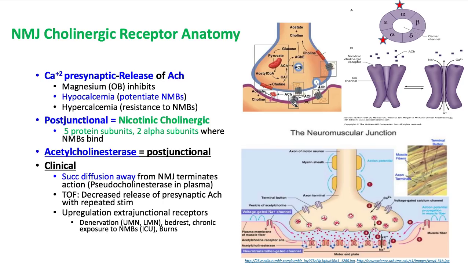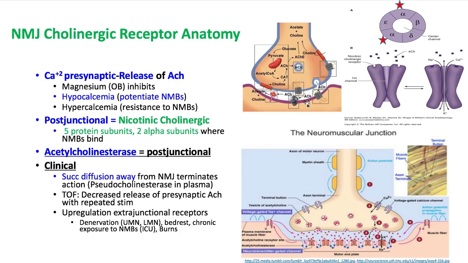Several important points. Again, calcium is needed presynaptically for the acetylcholine to be released. In the case of toxins like botulism and tetanus, they work presynaptically to reduce acetylcholine release. Now, acetylcholinesterase, the enzyme that breaks down acetylcholine, is present in the postjunctional membrane.